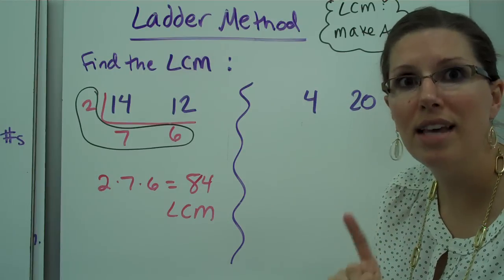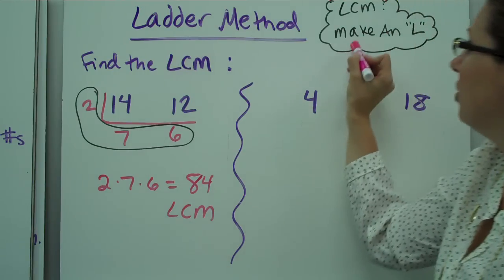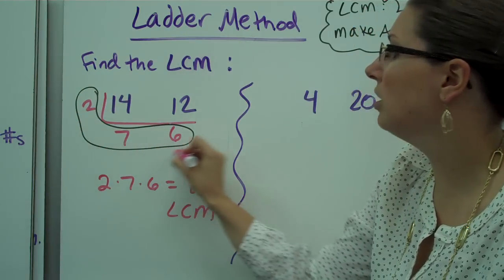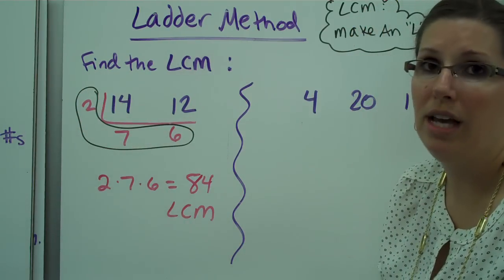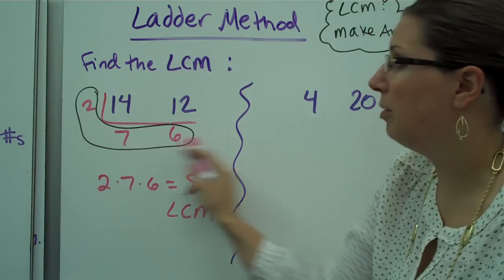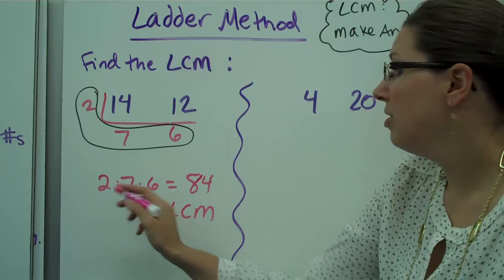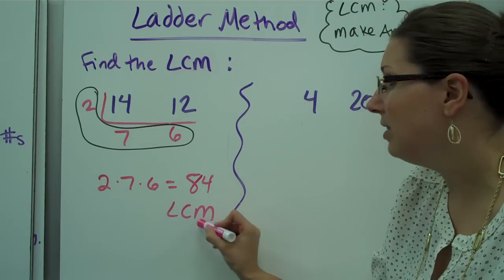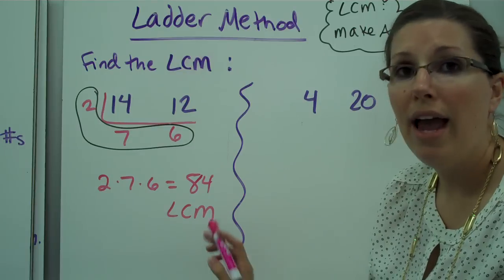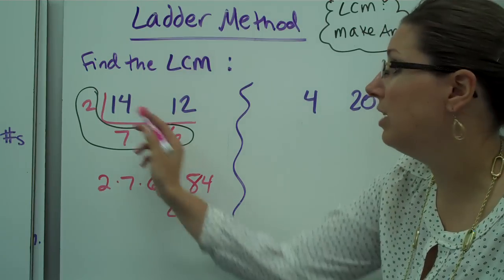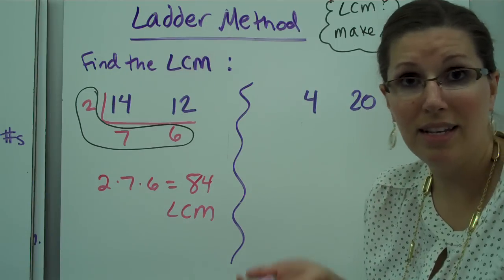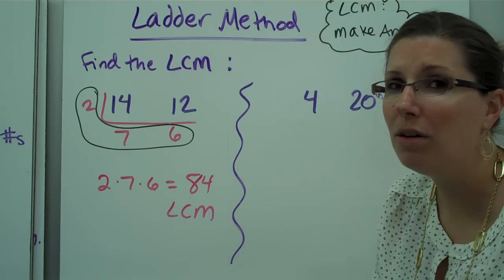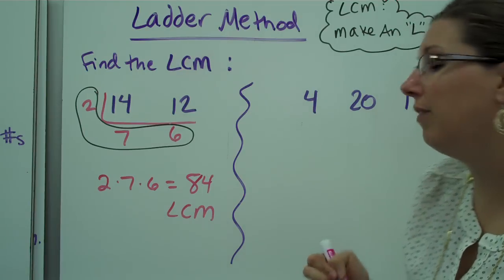Well, to find the LCM, we are going to make an L with our marker or pen, and we're going to multiply all 3 numbers together. The number to the left and the numbers on the bottom. 2 times 7 times 6 is 84. 84 is the LCM of 14 and 12. 84 is the first multiple that these 2 numbers have in common. Easy as that. Let's try another one. This time I'm going to try it with 3 numbers. It's a little bit trickier, but you'll catch on pretty fast.